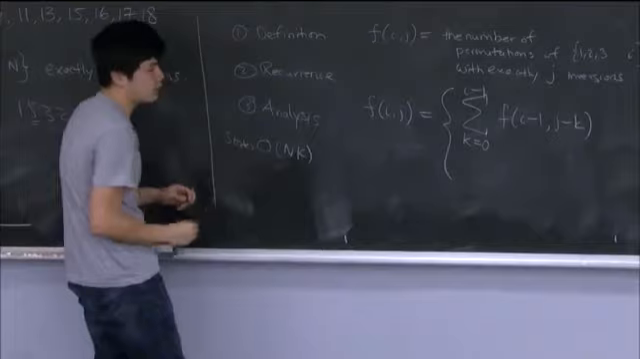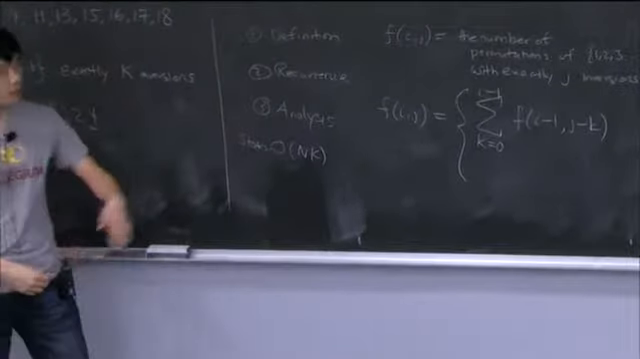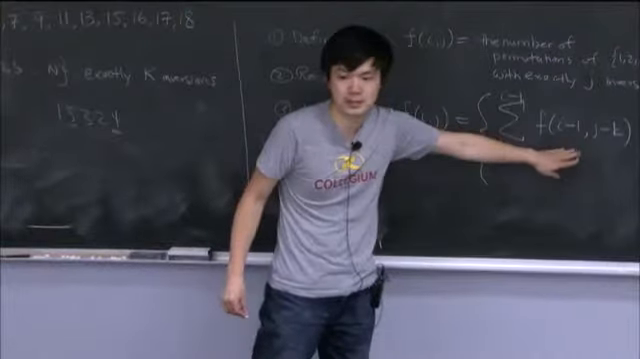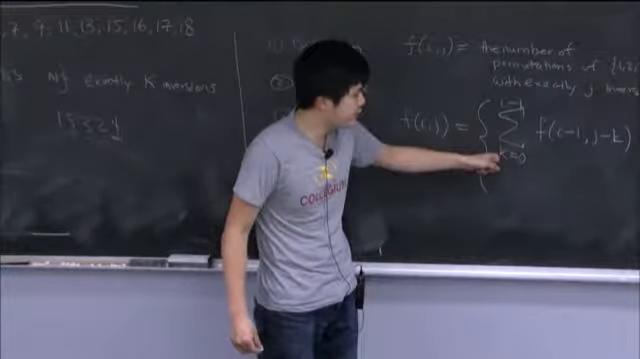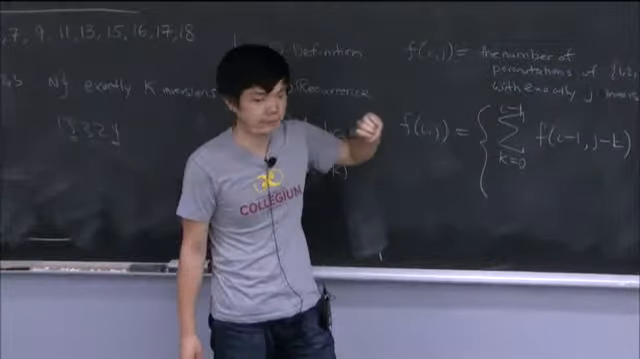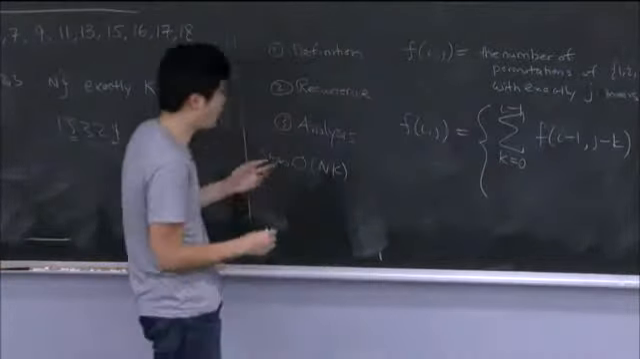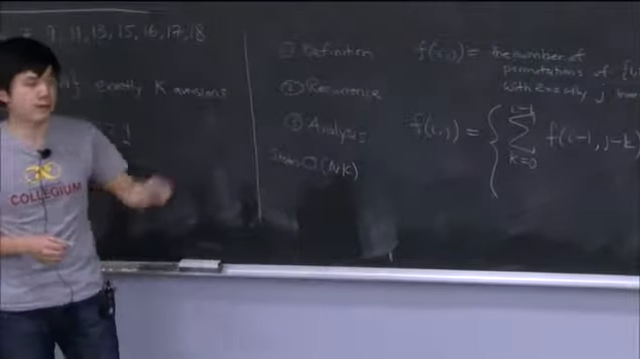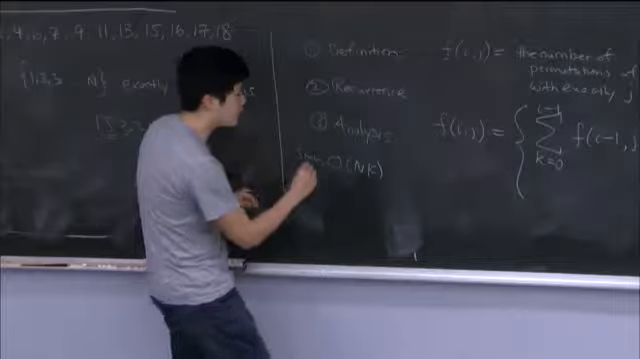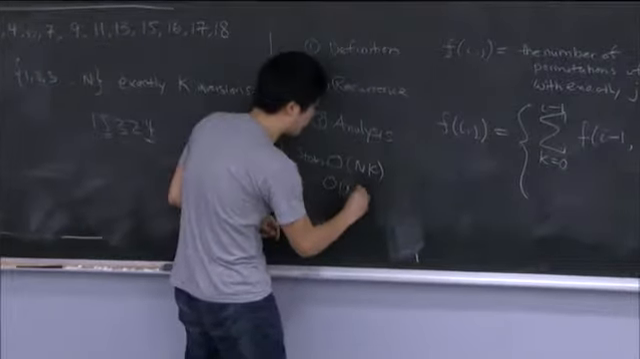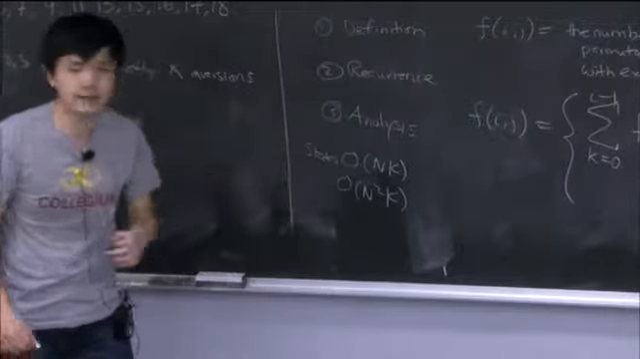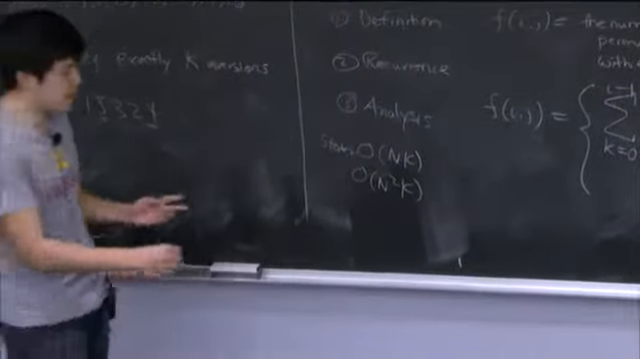But that's not necessarily our runtime, right? Because for each state, we're doing some amount of work to compute the answer for that state, right? And here, k is ranging from 0 to i, but i can be as large as n, right? And so we're doing O of k, so O of n work per calculation of f of i, j, and therefore the total runtime is going to be O of n squared k. Okay? Each state takes O of n time to compute.